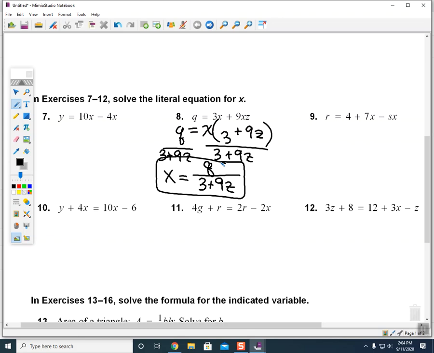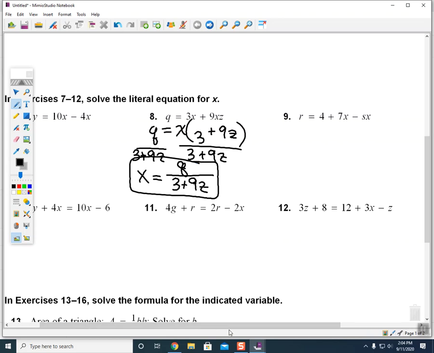Pick one more that you want to see me do, and then I'm going to have you do the rest. The last one. 12. Okay. All right. 12. We're only doing 1 through 12, those ones. Oh, we are? Yeah. Oh, jeez, alright. Okay, well then, 12.